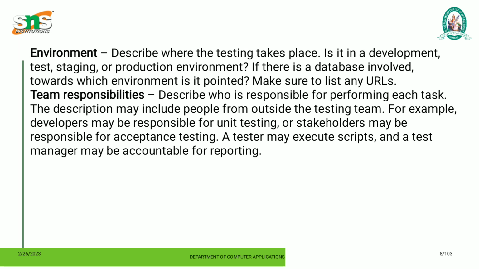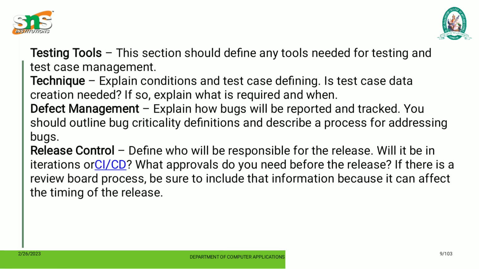The next is about team responsibilities. It describes who is responsible for performing each task. The description may include people from outside the testing team. For example, developers may be responsible for unit testing, or stakeholders may be responsible for acceptance testing. A tester may execute scripts, and a test manager may be accountable for reporting.